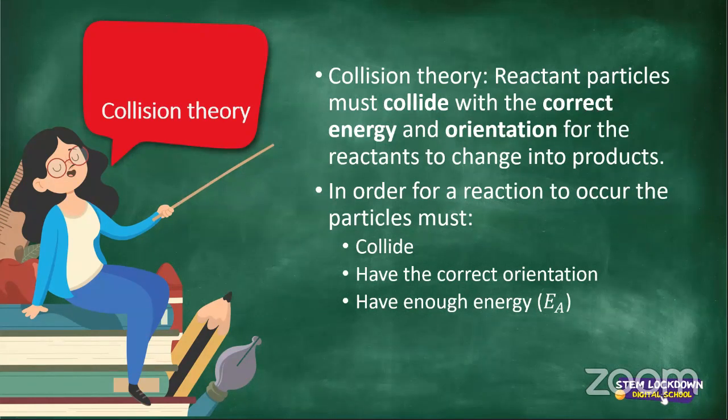So the collision theory states that reactant particles must collide with the correct energy and orientation for the reaction to change into products. So in order for a reaction to occur, 3 things must happen. They have to collide, the particles, and they have to have the correct orientation. So when they bump into each other, they have to do it in the right way.